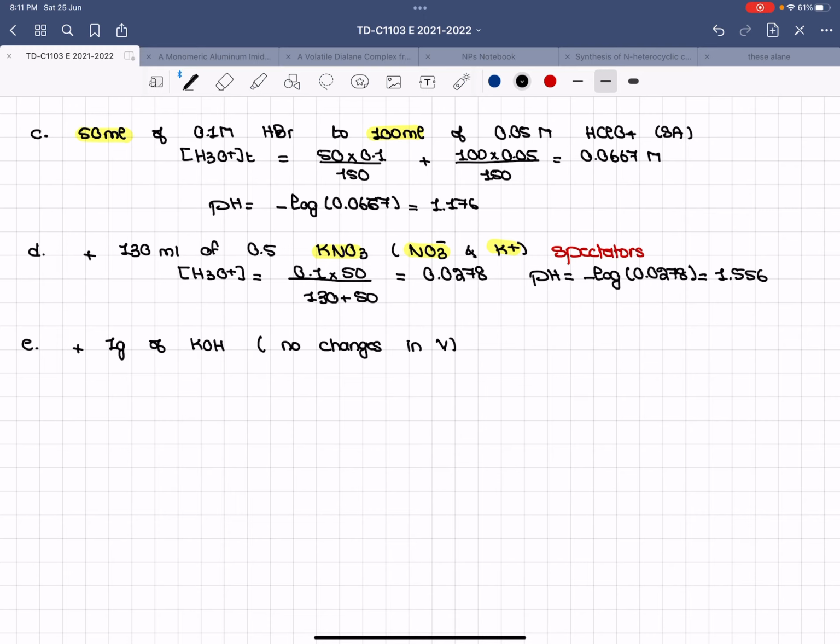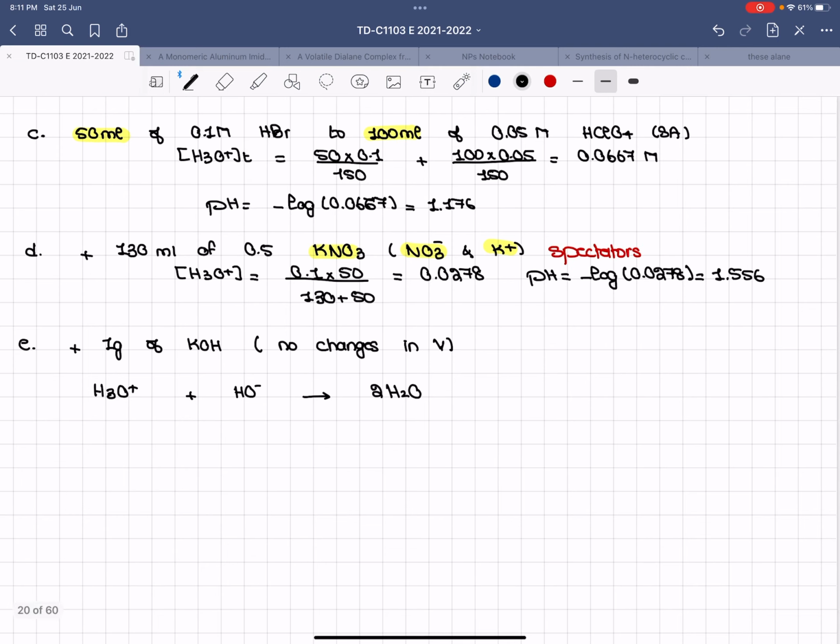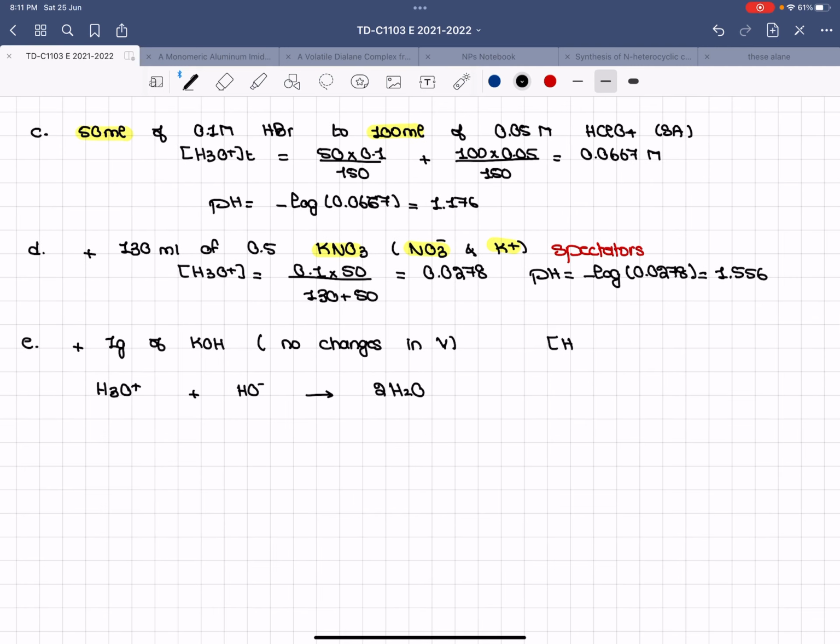If no changes in V, it basically means that you have H3O plus coming from HBr and HO minus coming from KOH. And this is a complete reaction that yields 2H2O. What you have to find is the concentration of KOH. Very simple. The concentration of HO minus is the same as KOH.